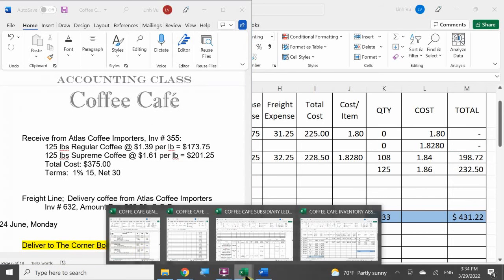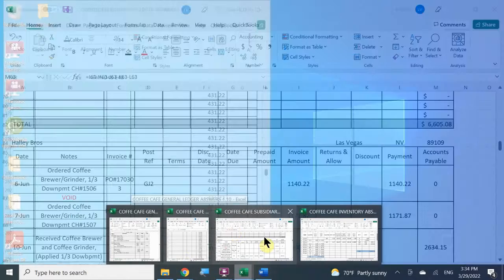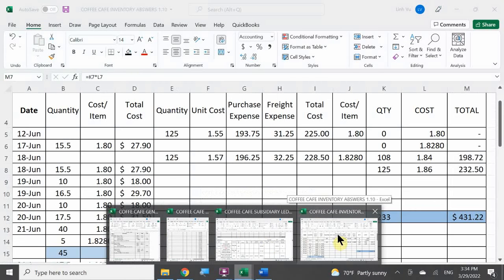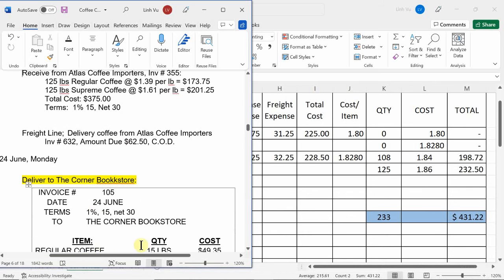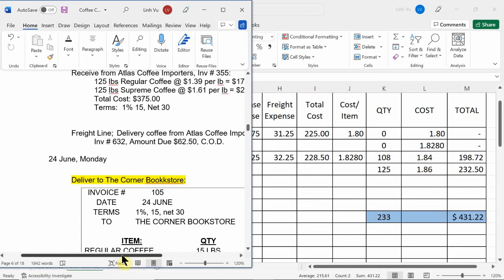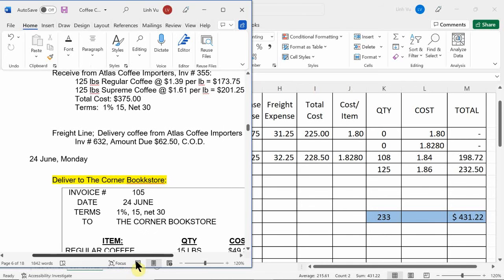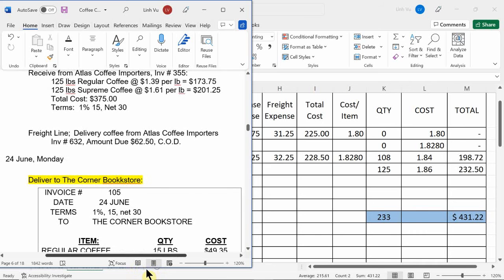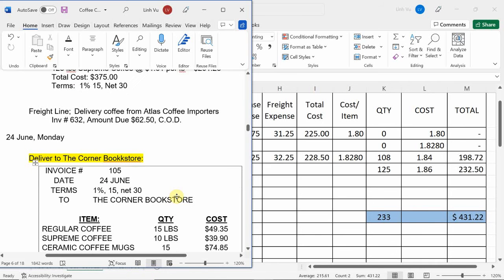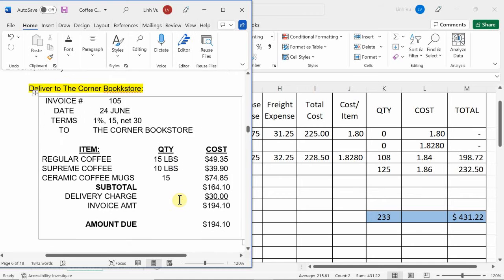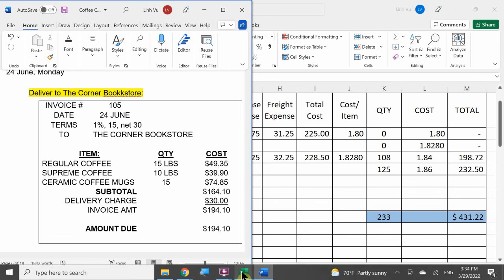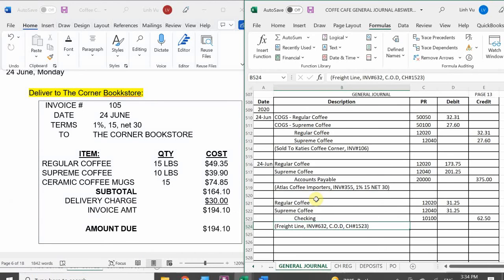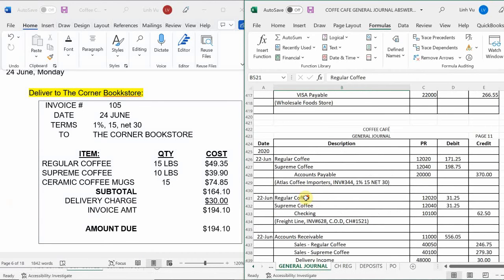All right, so we did the journal, we did the ledger, we did the subsidiary ledger, and we completed the inventory worksheet. Okay. So let's go ahead and do this last transaction here, and then I think we'll call it a day. We are delivering to the corner bookstore, like I mentioned. We didn't forget about them. So let's journalize that we have delivered to the corner bookstore.